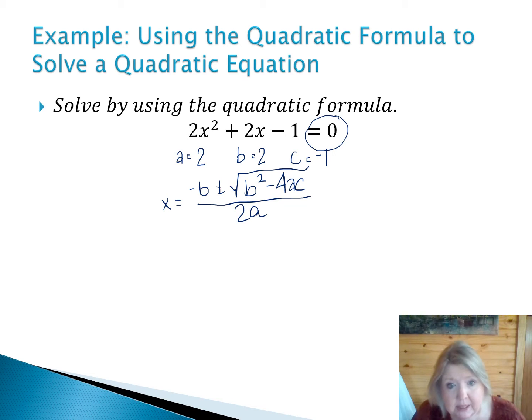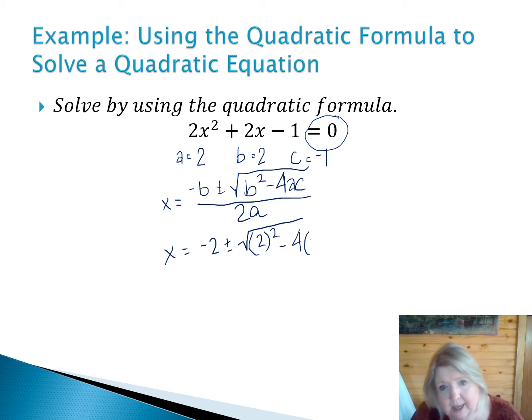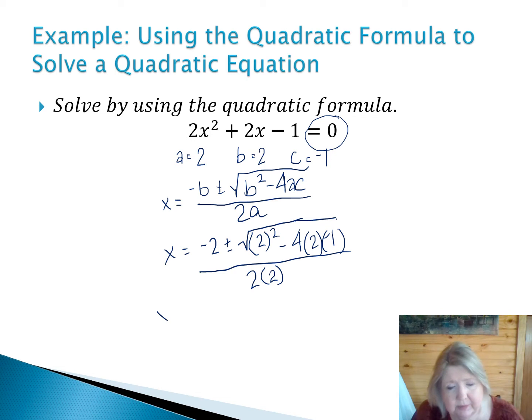Okay, now I'm ready to substitute. So I've got the opposite of b plus or minus square root of b, put that in parentheses just in case it's negative, squared, minus 4 times a times c, all over 2a. And then I simply need to simplify.